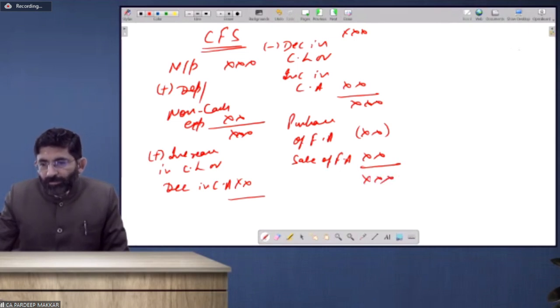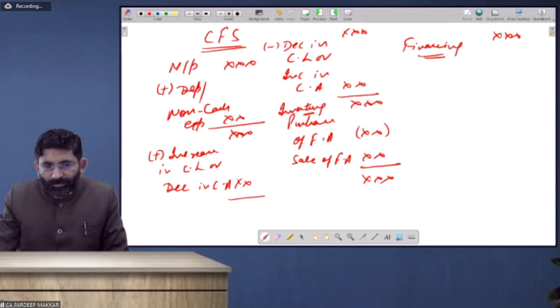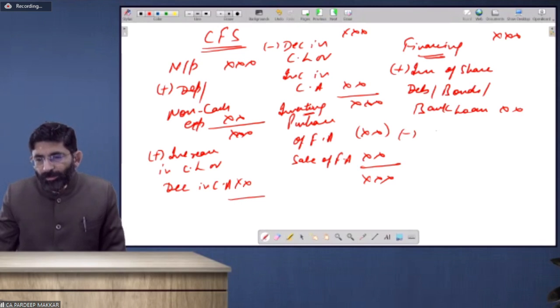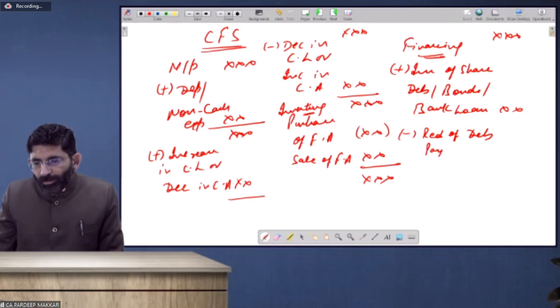Then you have to go for the financing activities. Remember beta? Financing activities, these are investing. And then financing activities are there. In this you have to add issue of shares, debentures, bonds, bank loans, or whatever it is from where you have arranged finances, that will be added. Less redemption of debentures, means payment of funds, or payment of bank loan, whatever it is, that is to be deducted, and then you will find your closing cash balance.